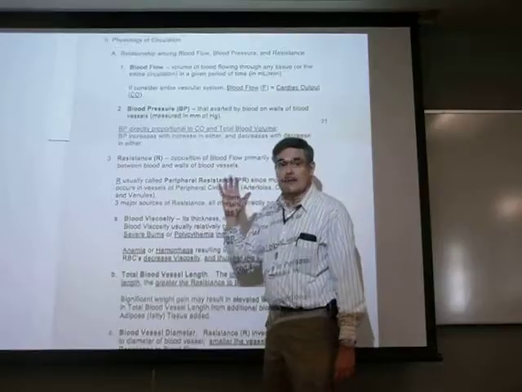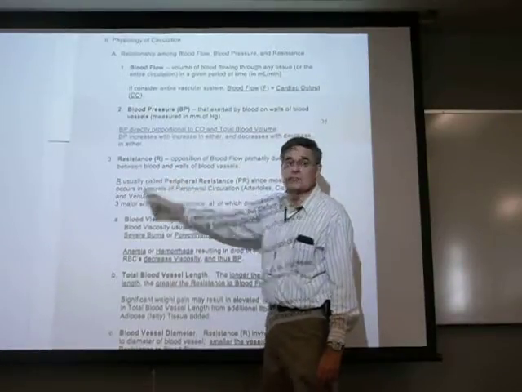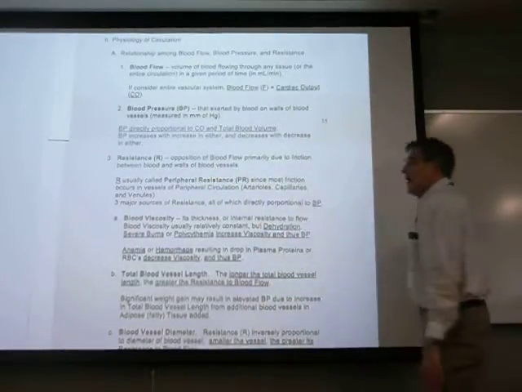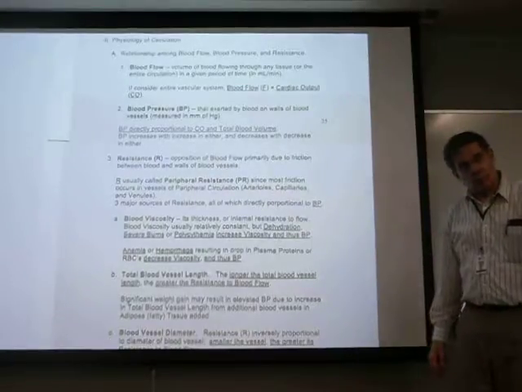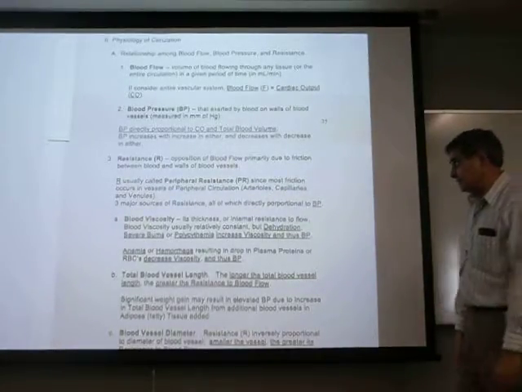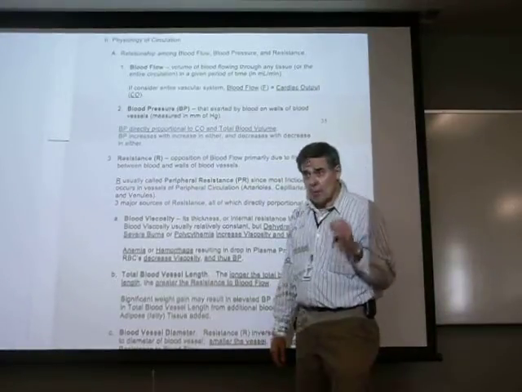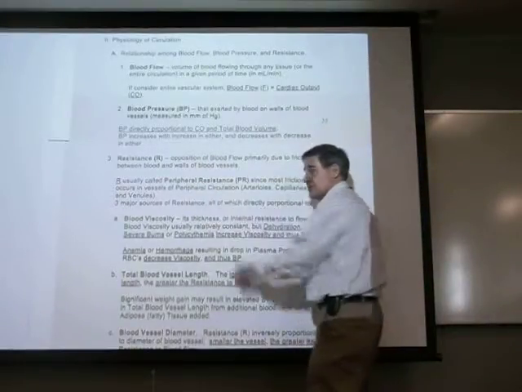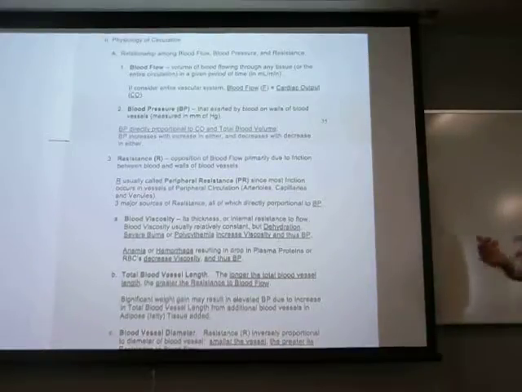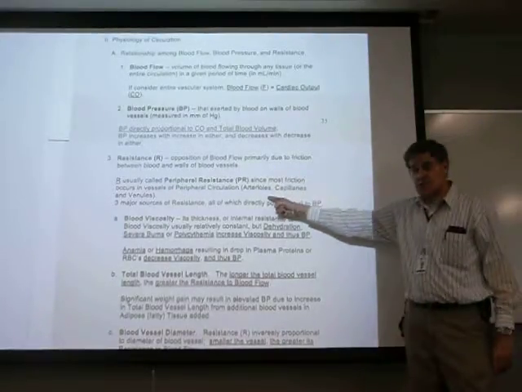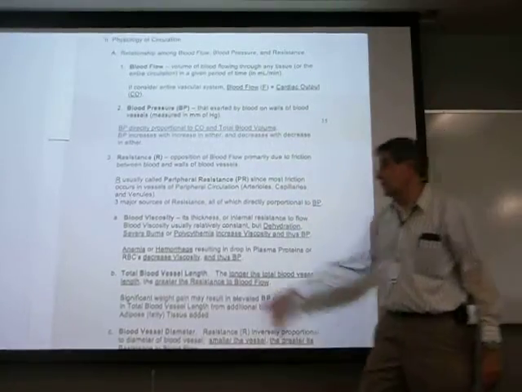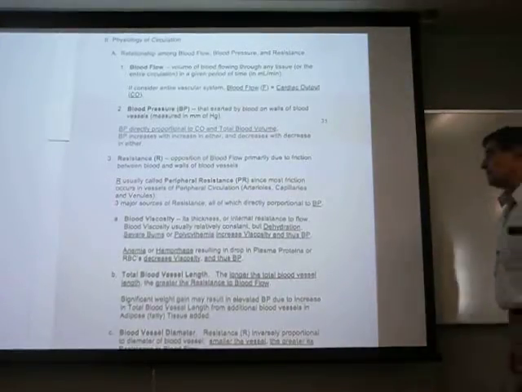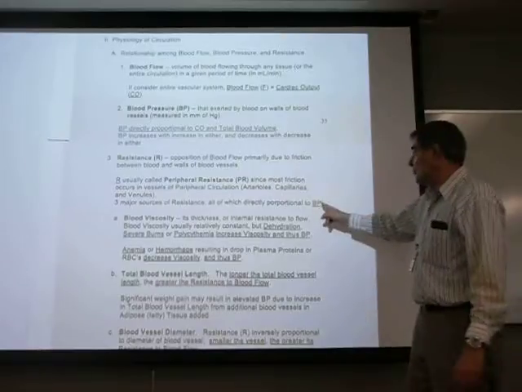Let's look at things that affect blood pressure. All right, first of all, resistance. Resistance, as you can see, is the opposition to the blood flow. And it's due to the friction generated by the blood rubbing against the walls of the blood vessels which carry it. And since there's more friction or more resistance in the smaller vessels, when we talk about resistance, we're usually talking about peripheral resistance. So we're talking about resistance in the arterioles, the capillaries, and the veins. Now there are three major sources of resistance, all of which are directly proportional to blood pressure, BP for short.